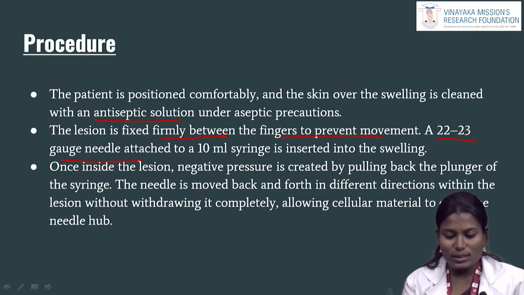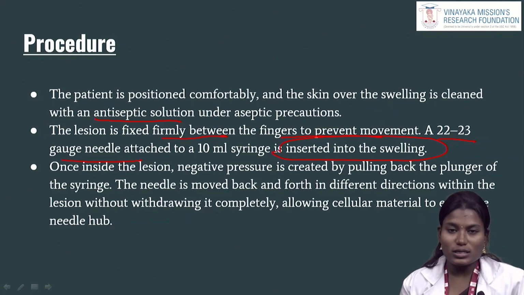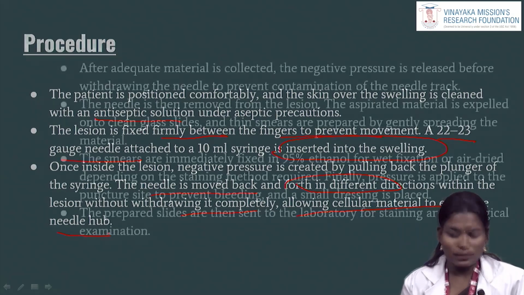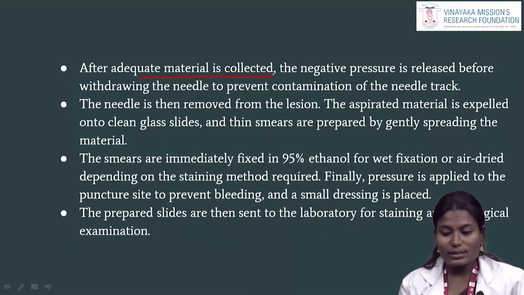A 22 to 23 gauge needle attached to a 10 ml syringe is inserted into the swelling area. Once inside the lesion, negative pressure is created by pulling back the plunger of the syringe. The needle is moved back and forth in different directions within the lesion without withdrawing it completely, allowing the cellular material to enter the needle hub. After adequate material is collected, the negative pressure is released before withdrawing the needle.